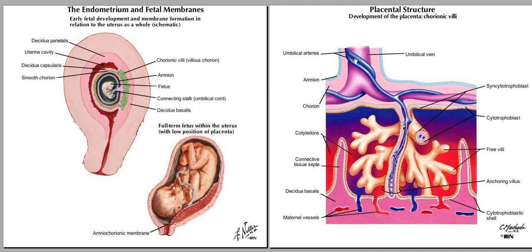You see the umbilical arteries, umbilical vein, the amnion over here, the chorion too. Okay, lobules over here too, connective tissue septa in between here. These are the villi, and of course that's the cytotrophoblast around here. The syncytiotrophoblast is actually here. The anchoring villi too. You have so many of them. These are free villi. There's cytotrophoblasts. Shell too is here. And these are just maternal vessels. Okay. All these.